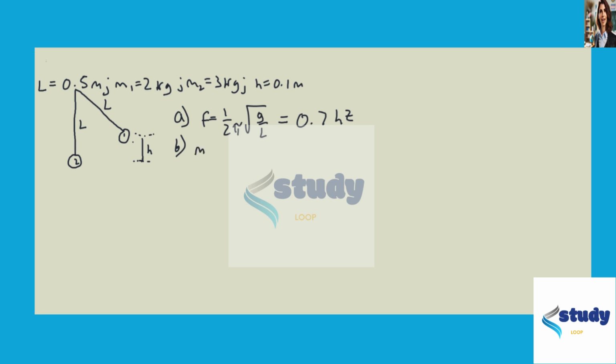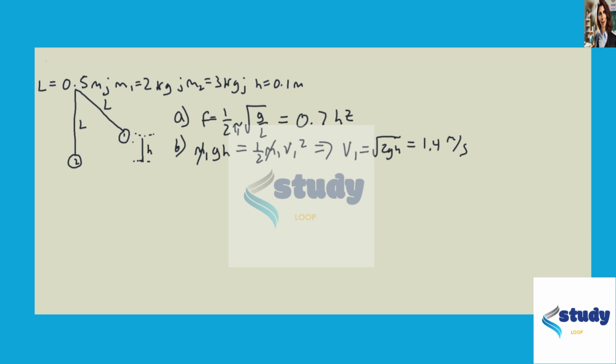So we know that M1 g h equals 1/2 M1 V1 squared. The M's cancel out, and we get that V1 equals the square root of 2gh, which equals 1.4 meters per second.